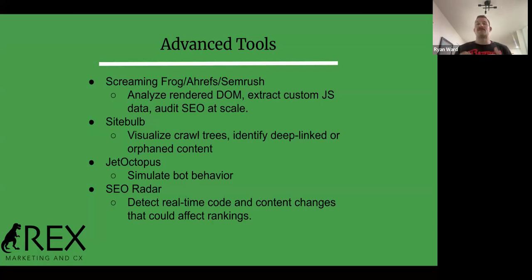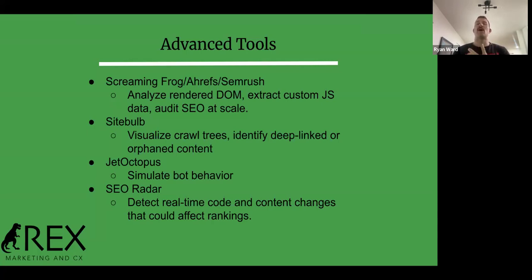But using these tools, Screaming Frog, Ahrefs, SEMrush, you can analyze things like the way your DOM is rendered. So basically, what text is being shown, what's not being shown, what's being loaded by JavaScript, what's not, and also auditing your SEO in general at scale. These tools simplify it, help you track performance, and just really speed up the process.